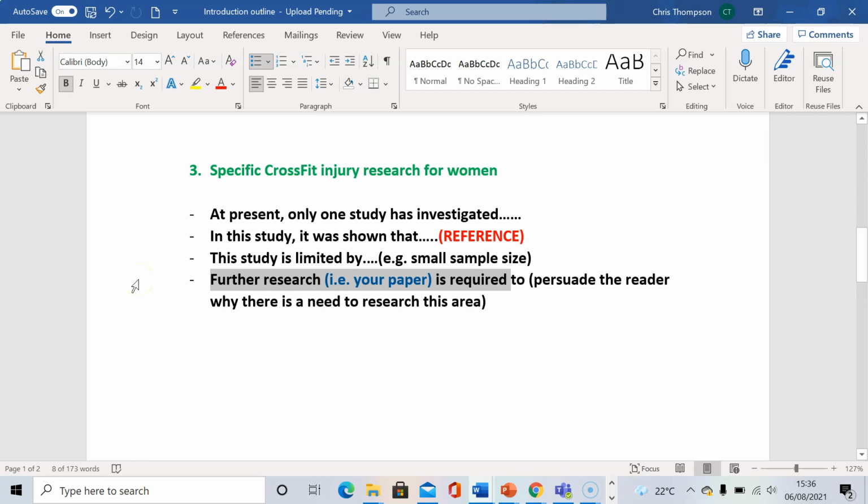So you put a sentence towards the end saying further research, basically meaning what you're going to do, is required because of this reason or for that reason. And as I said, you're persuading the reader. Towards the end of the intro, as a reader, I should be looking at it and thinking, yeah, actually, from what you've said, we do need more research in this area. So you've put together a really good argument here. So that's how you finish that off.